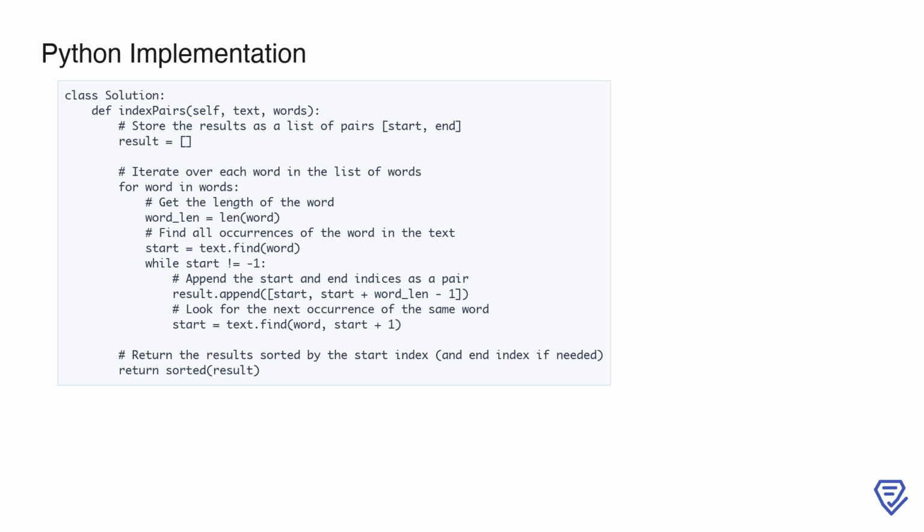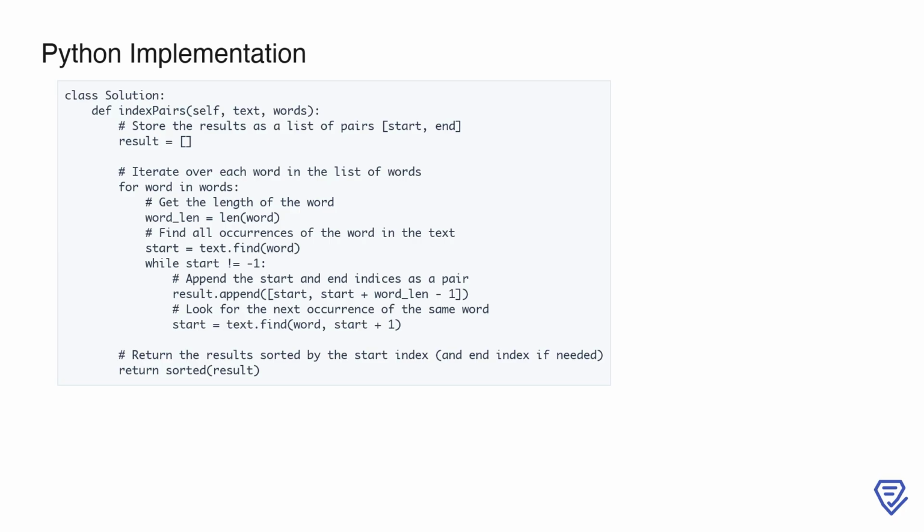1. Initialization. The function indexPairs takes two inputs, text, the main string, and words, a list of substrings to look for. It initializes an empty list result to store the index pairs. 2. Iterating over words. The function iterates over each word in the words list. Each word is treated as a potential substring to find in text.